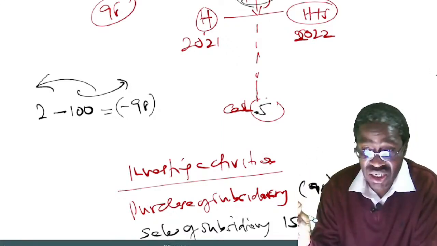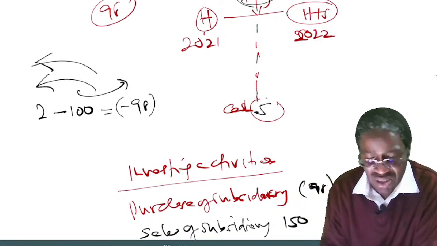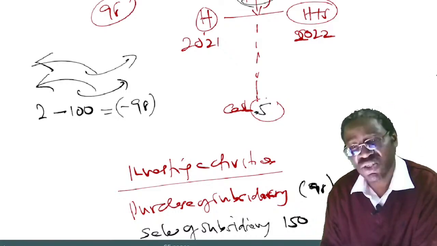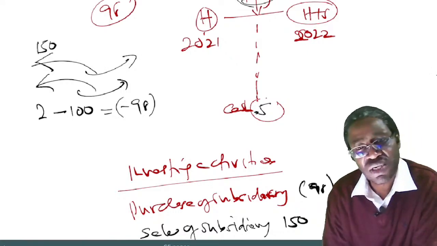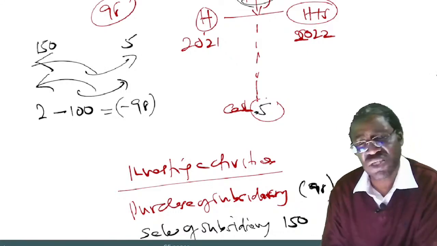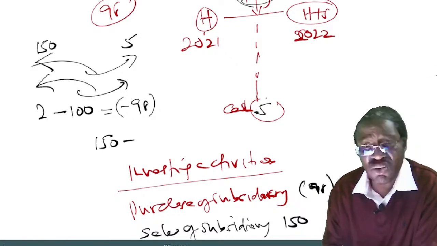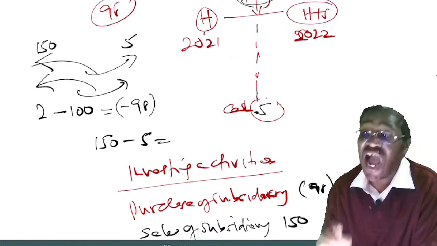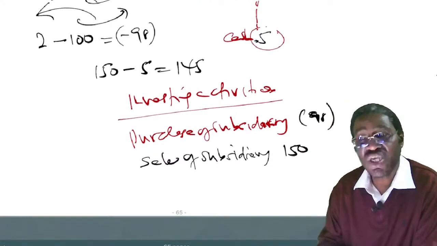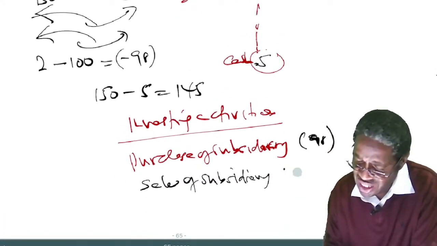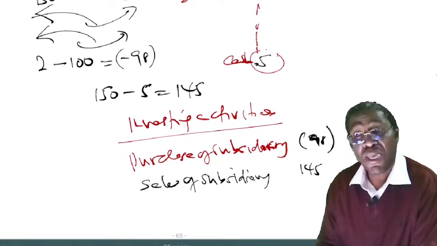Net aggregate cash inflow. How do you get it? Still, take what came in, you minus what went out. What came in is how much? 150 million. What went out is how much? 5 million cash. So we still take what came in, which is 150, minus what went out, which is 5 million. The aggregate net cash inflow is 145 million. So in your cash flow statement, among the investing activities now, you will take there 145 million.